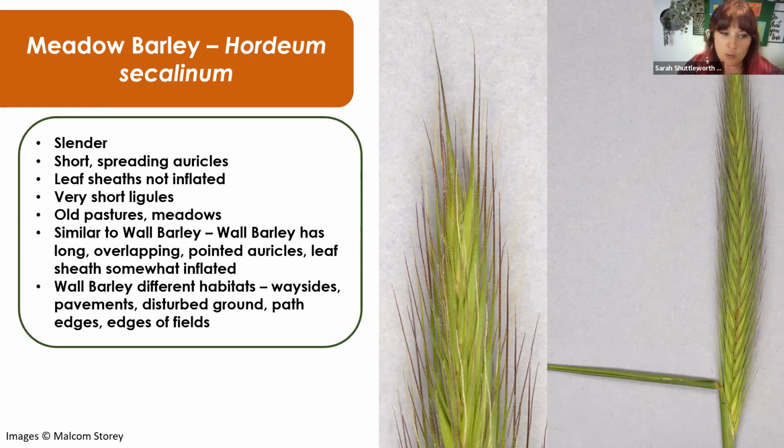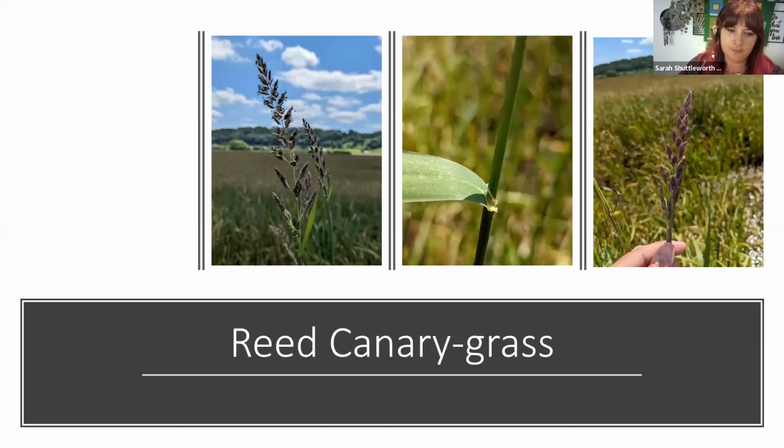So as I said, wall barley is in very different habitats generally. You're going to find it on waysides, pavements, disturbed ground, path edges. And if you do get it in fields, it tends to occur near the edges, maybe where people come in and out of a gate or a stile, that sort of thing, rather than taking up a large majority of the grassland sward. That would be more likely to be meadow barley.